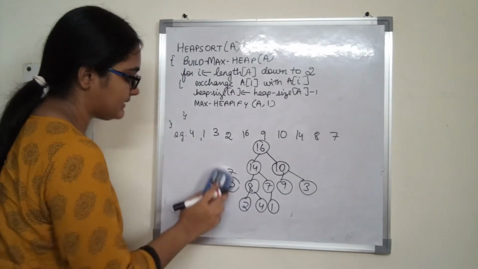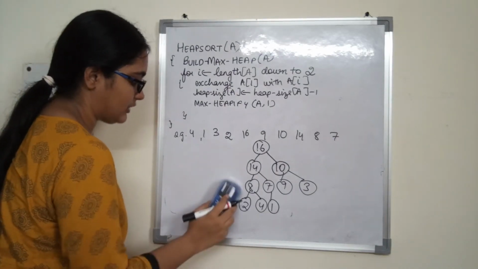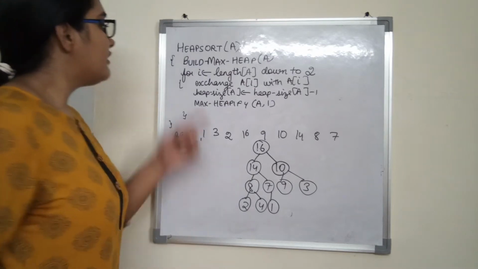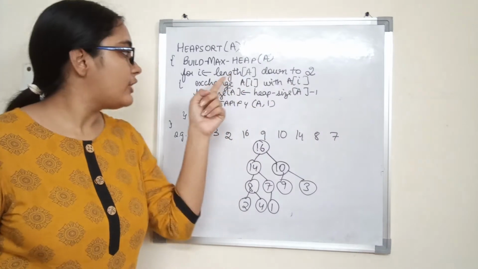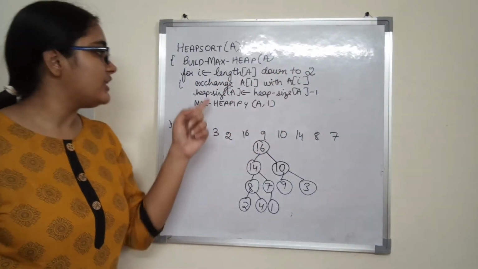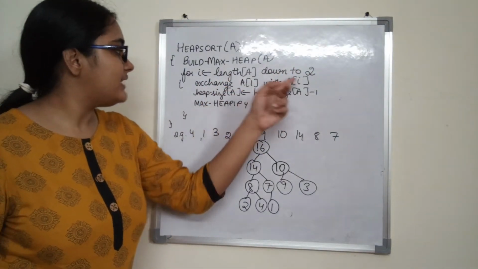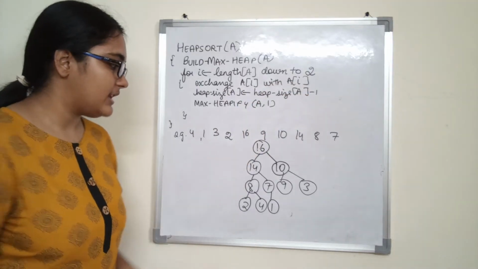Now let us see the next line in the heap sort procedure. For I is equal to length of A down to 2. What is length of A? N. For I is equal to 10 down to 2, what we need to do? Exchange A of 1 with A of I.